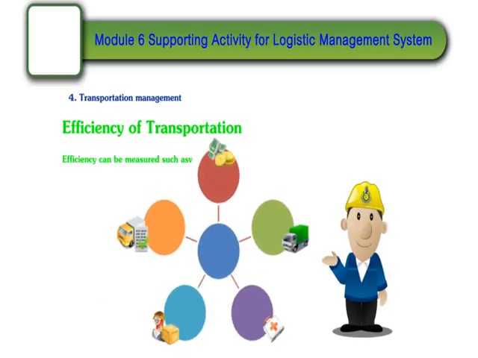Efficiency can be measured such as: number 1, costs. Number 2, speed. Number 3, safety of the product. And number 4, convenience to receive and send, tracking and verifying the delivery to ensure reliable transportation.